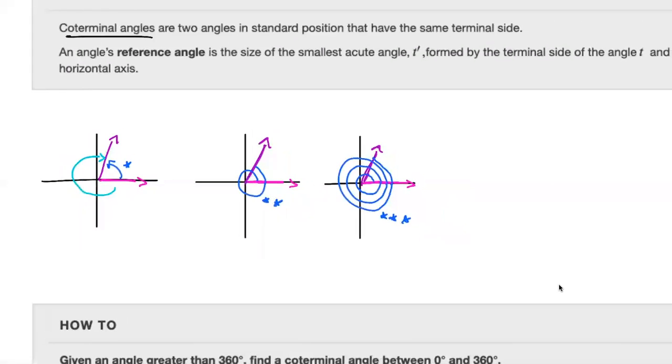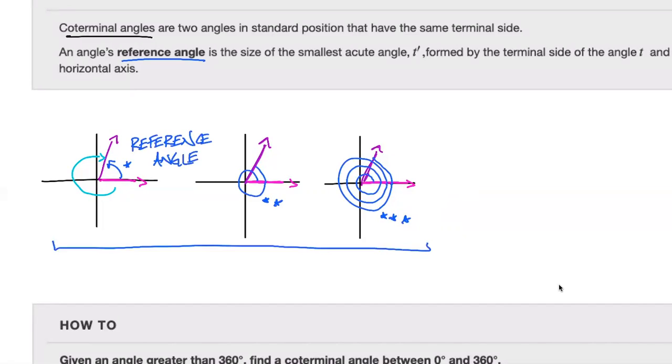And so that's where this idea of the reference angle comes in. So the reference angle is a fancy way of saying the smallest acute angle formed by the terminal side and the initial side. So this one right here is our reference angle. Okay? And all 3, the light blue one, the blue one with 2 stars, the blue one with 3 stars, those are all coterminal to this reference angle.